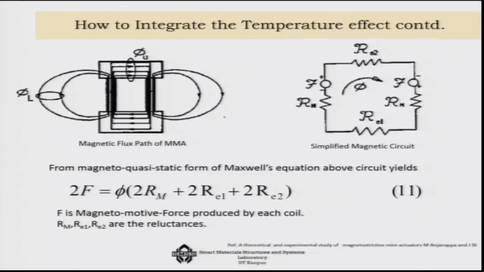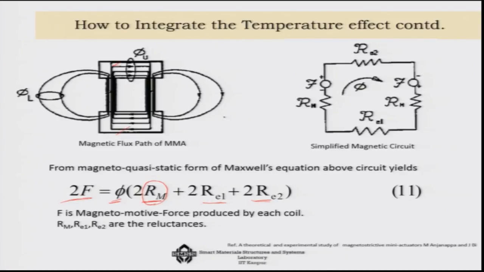The only thing now is that you earlier remember the expression of blocking force. Now, from the magnetic point of view, from Maxwell's equation, the magnetomotive force can be written in terms of magnetic flux and in terms of the reluctances of the system. So, what are the sources of reluctances for us? We have this magnetostrictive material. If there are two of them, it is going to give two times R m, and then we have these end plates there on both the sides. So, I am getting the effect of each one of them.